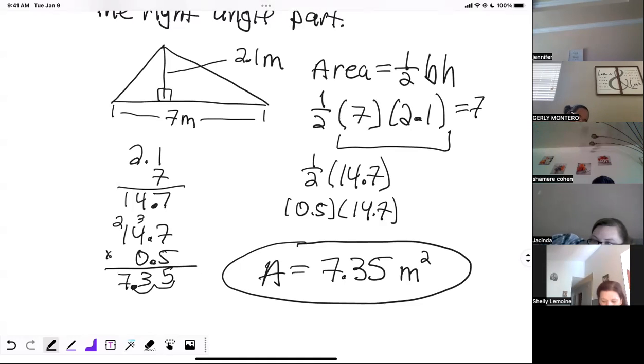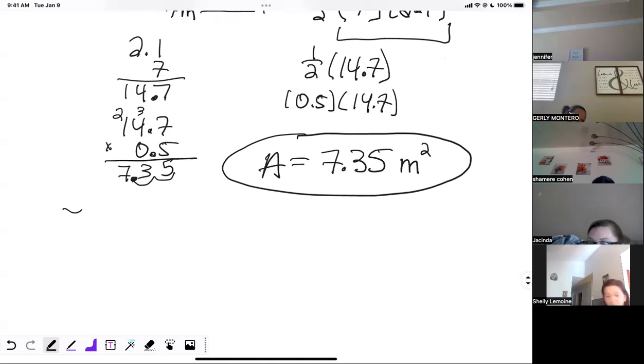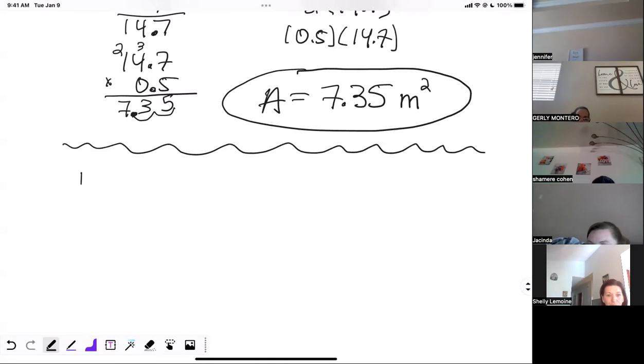Area is a half base times height. Let's try another triangle. I'll draw a different kind of triangle, but it's going to be a right triangle. So let's say this is 12 centimeters.